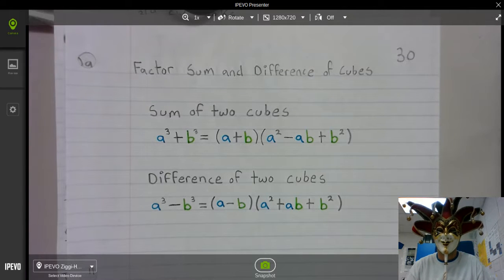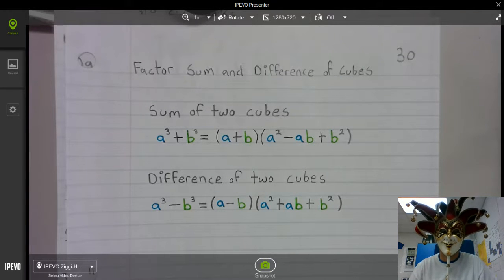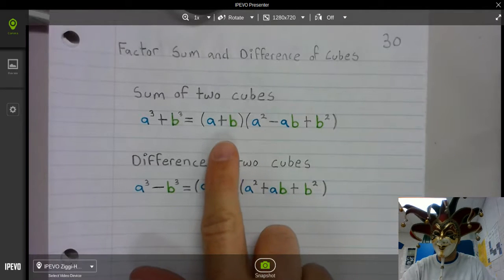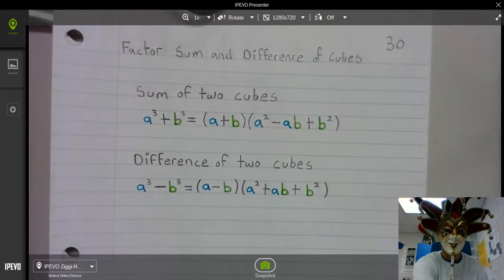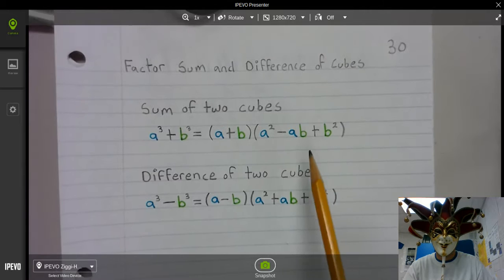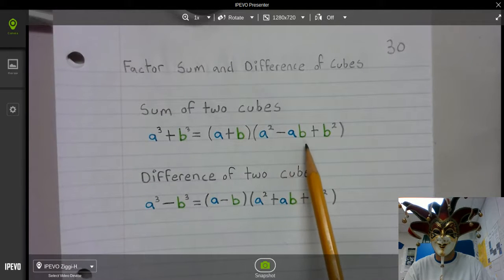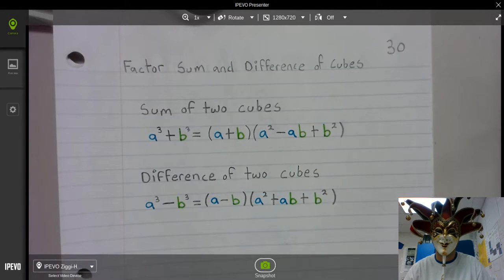Alright, so factor sum and difference of cubes. There's two formulas. Now, the stressful part here is you have to memorize these formulas. They will not be provided on any quiz or test, so please memorize them. But when you have the sum of cubes, the factored form is a plus b times a squared minus ab plus b squared.